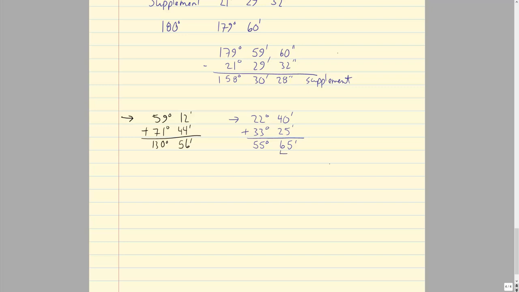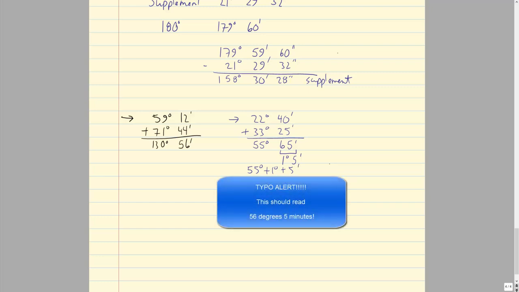But this is more than a degree. So this is 1 degree, 5 minutes. So this would be 55 degrees plus 1 degree plus 5 minutes if you want to think of it like that. So 66 degrees, 5 minutes. Whenever you have more than 60 minutes, that can convert to a degree, or more than 60 seconds, that can convert to a minute, you need to do that. We always want it simplified as far as possible.